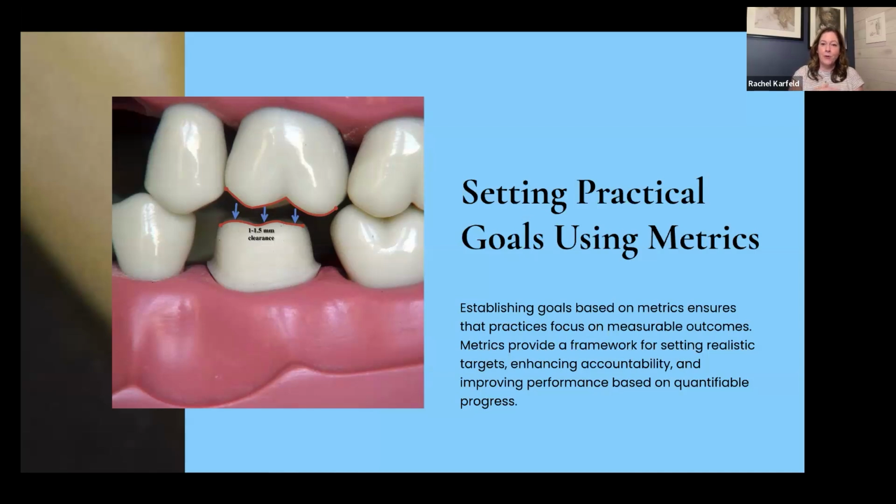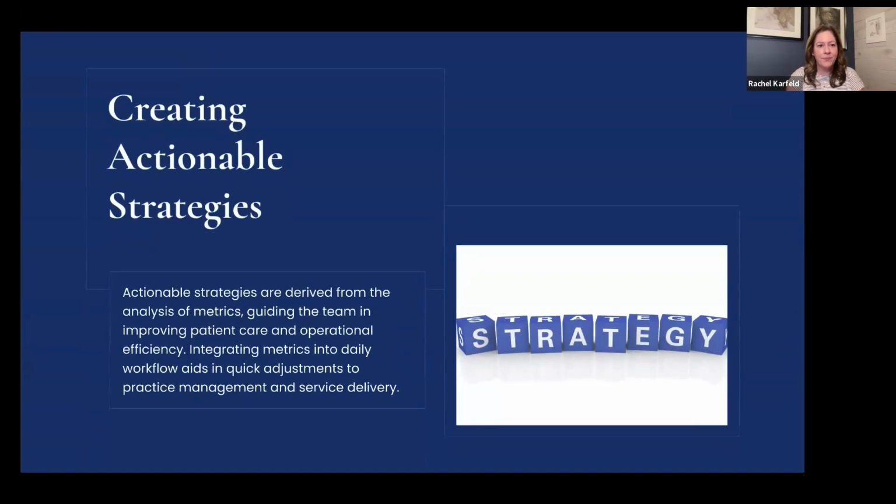Okay, so we don't create these goals just to have a number in place, but I look at those goals as a scoreboard. And for those of you who love sports like I do, I want to go to a game and I want to see the stats. I want to see how everybody's doing. I want to understand what could they be doing better as they improve the game that they're playing. And that's kind of the same thing that we're doing here in a dental office.